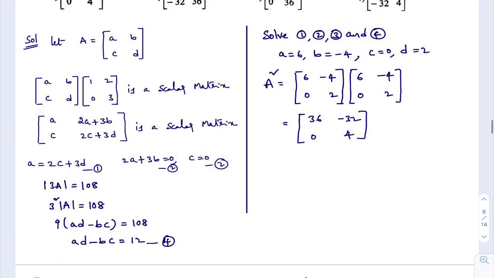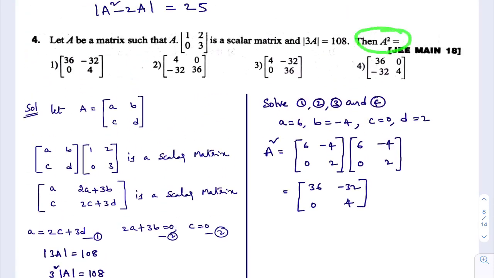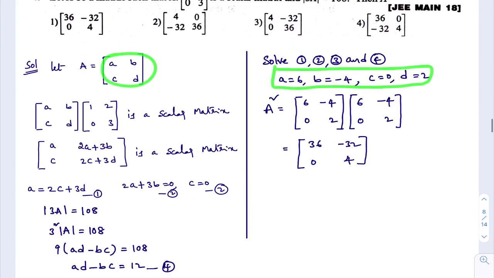In the question, what are they asking? They are asking what is A square. As you got the matrix A as A, B, C, D, now you know the values of A, B, C, D. A square you can calculate. A square is nothing but A into A. See here, I have written the A, B, C, D values. Now multiply first row, first column: 36 plus 0 is 36. Like that, first row, second column. Now second row, first column, you will get this element. Now second row, second column, you will get this element. Like that, you calculate A square.